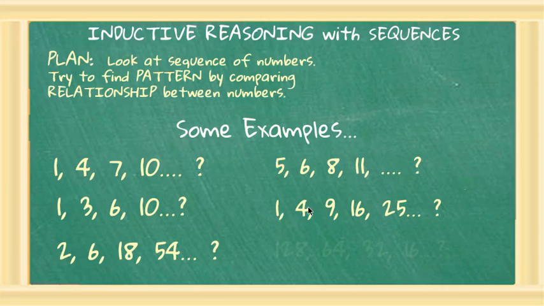Adding 3, adding 5, adding 7, so adding 9. So the amount we're adding goes up by 2 each time. And finally here, this one's going down. So it looks like that's half, half, half is 16, and so the next number should be 8.